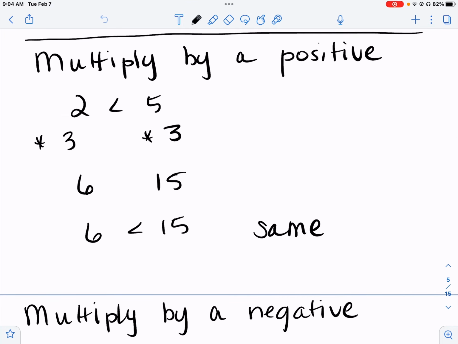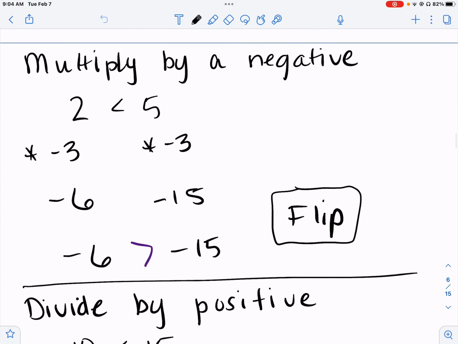Multiply by a positive. Multiply by 3 on both sides. 2 times 3 is 6. 5 times 3 is 15. 6 is less than 15, so we can see it stayed the same. All right, but what happens when we multiply by a negative? A positive times a negative is a negative. 2 times negative 3 is negative 6. 5 times negative 3 is negative 15. But negative 6 is greater than negative 15. So we can see it flipped here when we multiplied by a negative on the left and right.